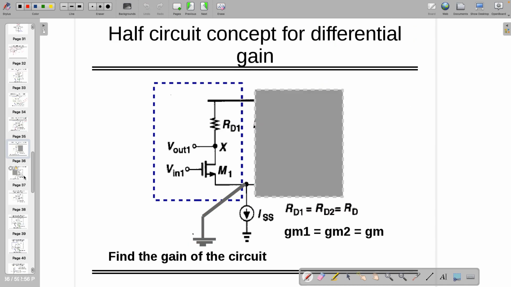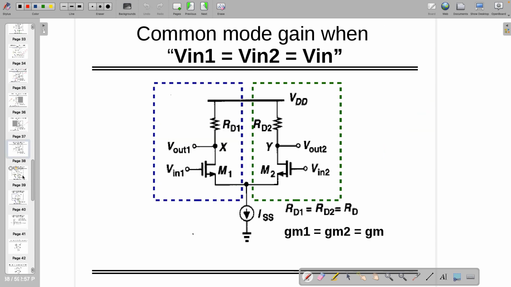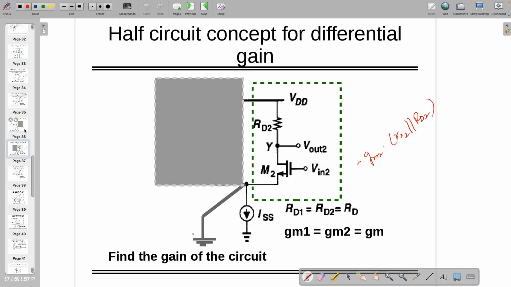If it is virtual ground, I can do this, right? Let's keep one side and find out what is the gain on one side. Minus GM1 parallel RD. Let's do the other side again. By the way, GM1, GM2, RO1, RO2 are exactly identical. You can replace them later on. By the way, V in 1, V in 2. Okay, this is another example.